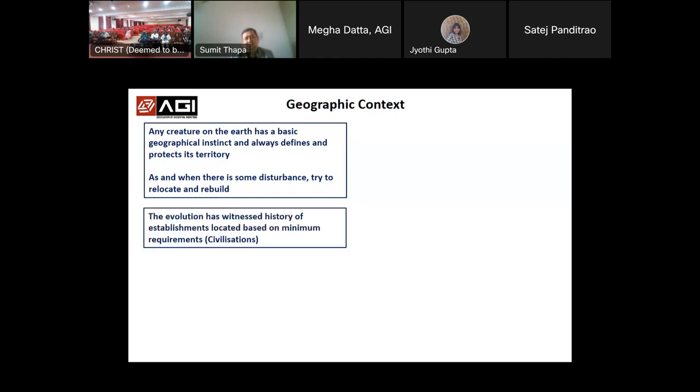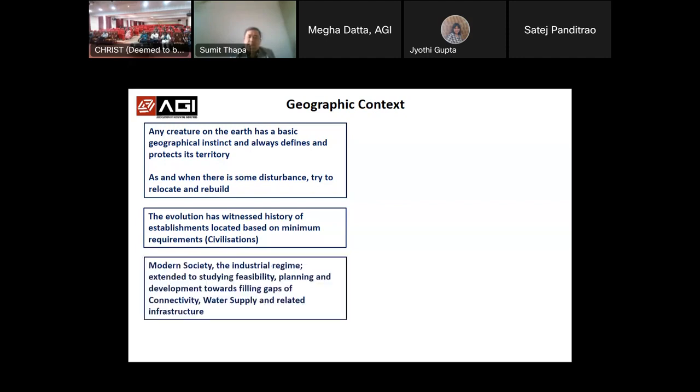Okay. And then evolution has witnessed, you must have seen Mandalore, Harappa, different civilizations that settled in a place where the requirements are very critical. So you can understand, as graduates of civil engineering or architects, when you start planning at your desk, you gather information about the surroundings and many peripheral things which may be adequate to the point. Then modern society has extended to studying feasibility, planning and development towards filling the gaps in resources.